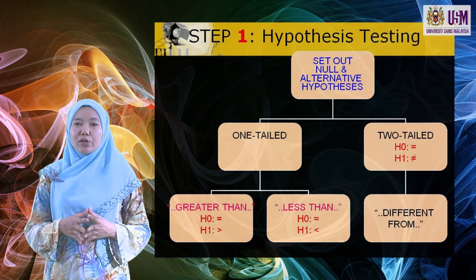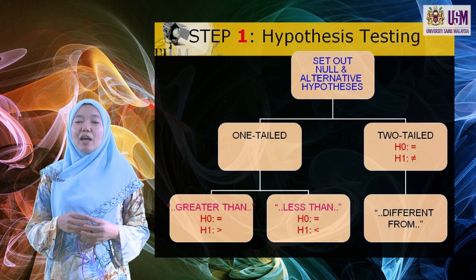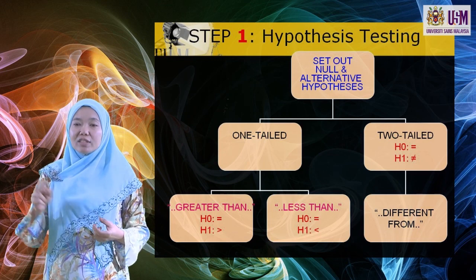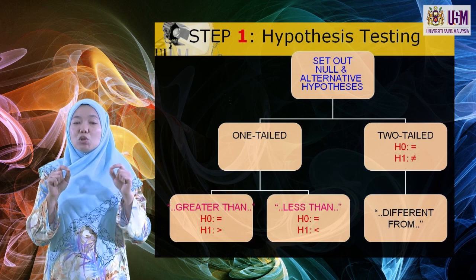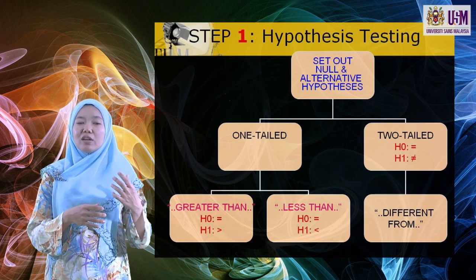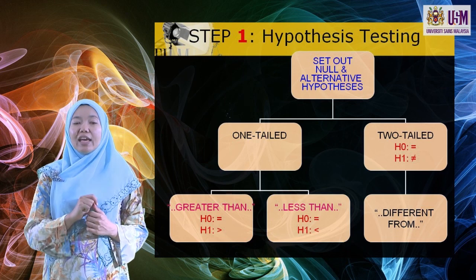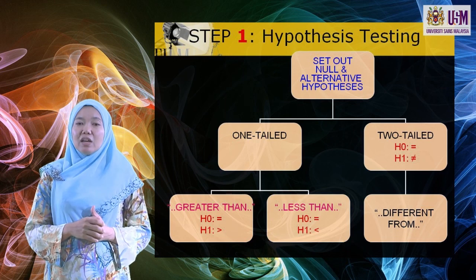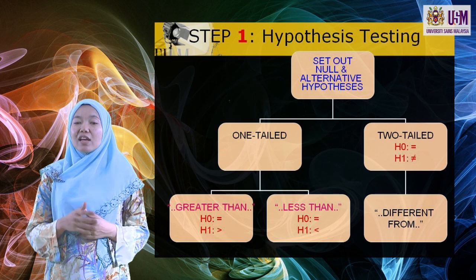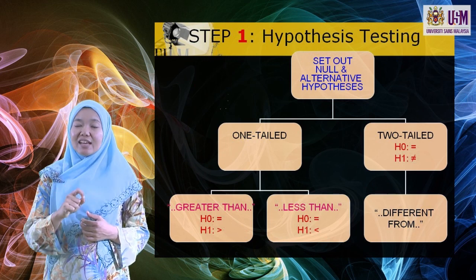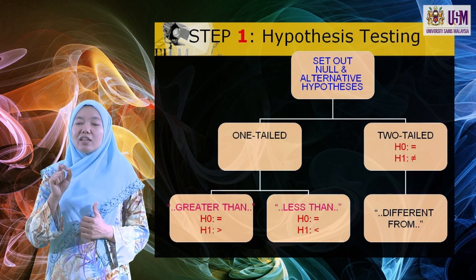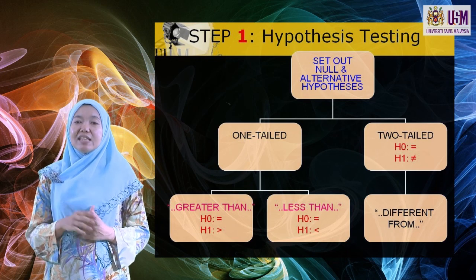This is a clue for you actually. When it comes to setting out the null hypothesis and the alternative hypothesis, you need to identify quickly whether it's a one tail or a two tail. If it's a one tail, you need to pay attention to the words greater than, more than, or other words with similar meaning. Then your H1 will use the symbol greater than. If you come across the word less than, or decreasing, then you need to use H1 with the symbol less than. If you come across the words different from or does not equal to, then your H1 should be the not equal symbol, equal with a slash.